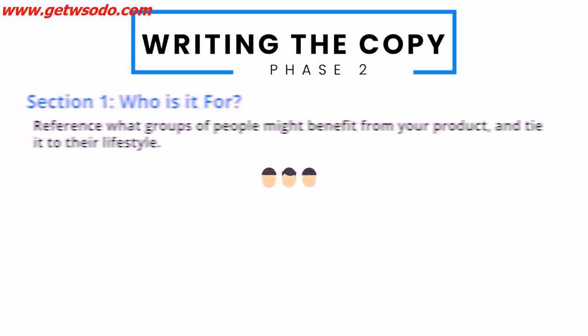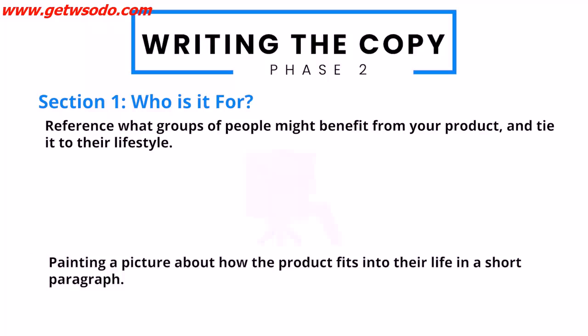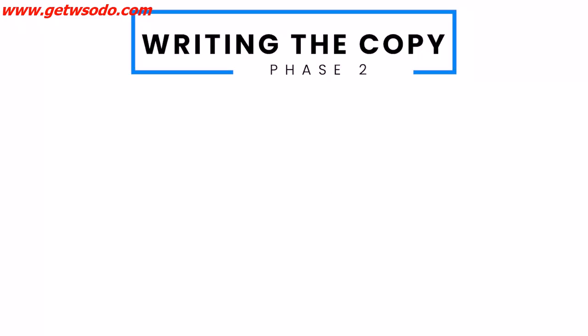Alright, the primary focus of this section is to reference what groups of people might benefit your product and tie it into their lifestyle. You're essentially painting a picture about how the product fits into their life in the form of a short paragraph. Typically, we format it along the lines of this.